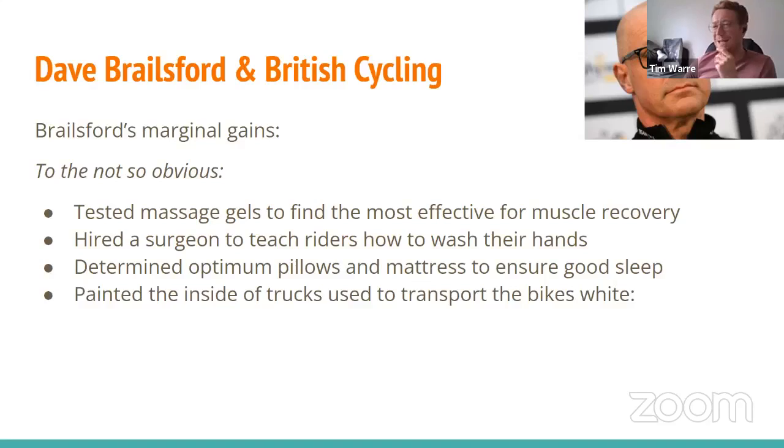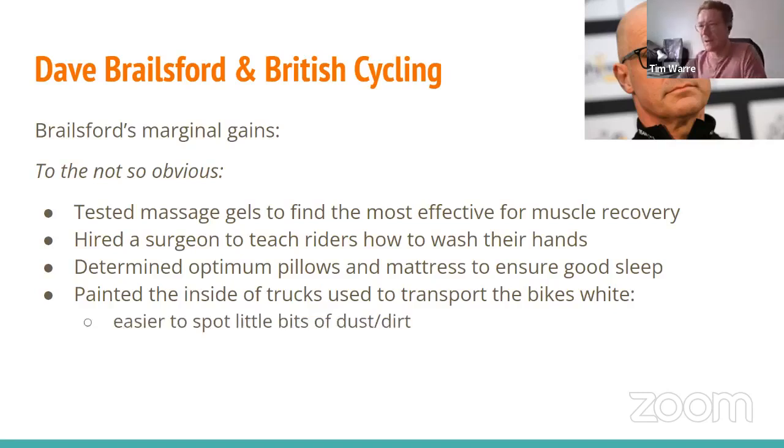And they also painted the inside of the trucks used to transport the bikes white. Okay, so they used to be painted in darker colors. They painted them white so they could spot little bits of dust and dirt that could possibly get on the bikes. They're very highly tuned racing bikes, and even little bits of dust and dirt can affect the performance of the bikes.